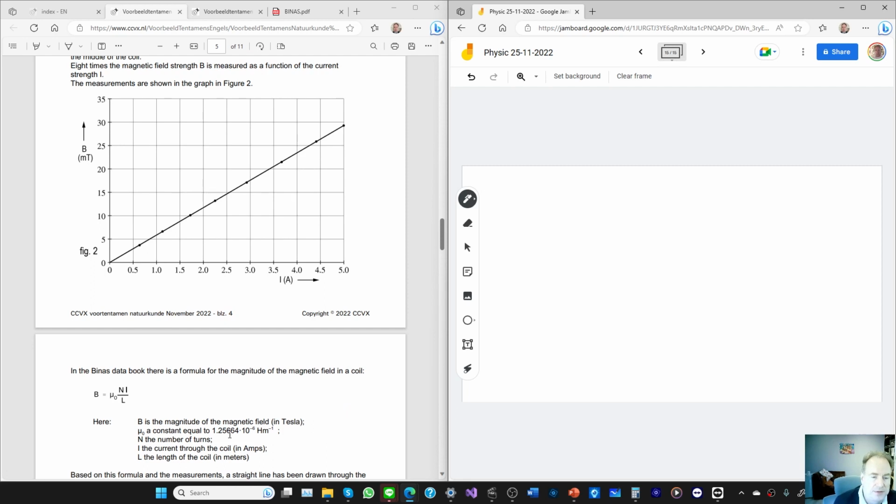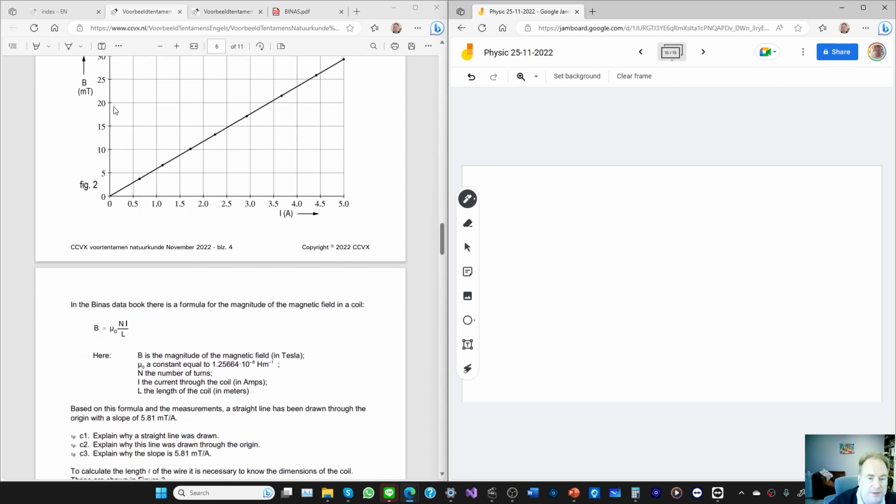In the BINAS data book, there is a formula for the magnitude of the magnetic field in a coil, given here. This is one of the formulas you should have learned talking about magnetism. Based on this formula and the measurements, a straight line has been drawn through the origin with slope 5.81 millitesla per ampere.